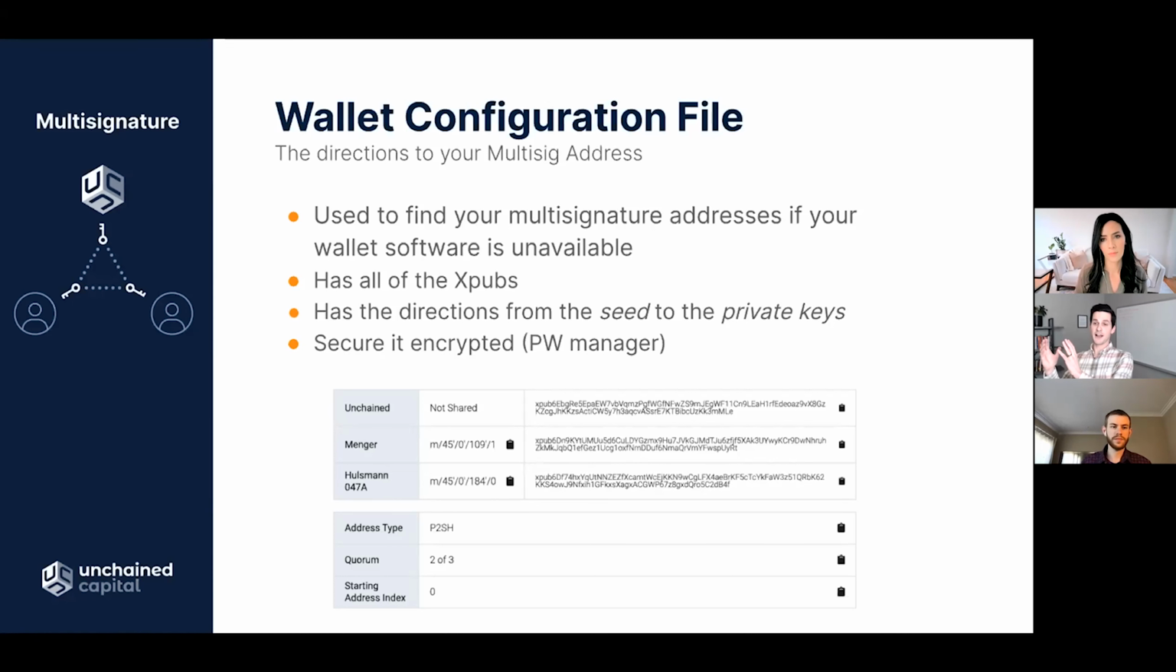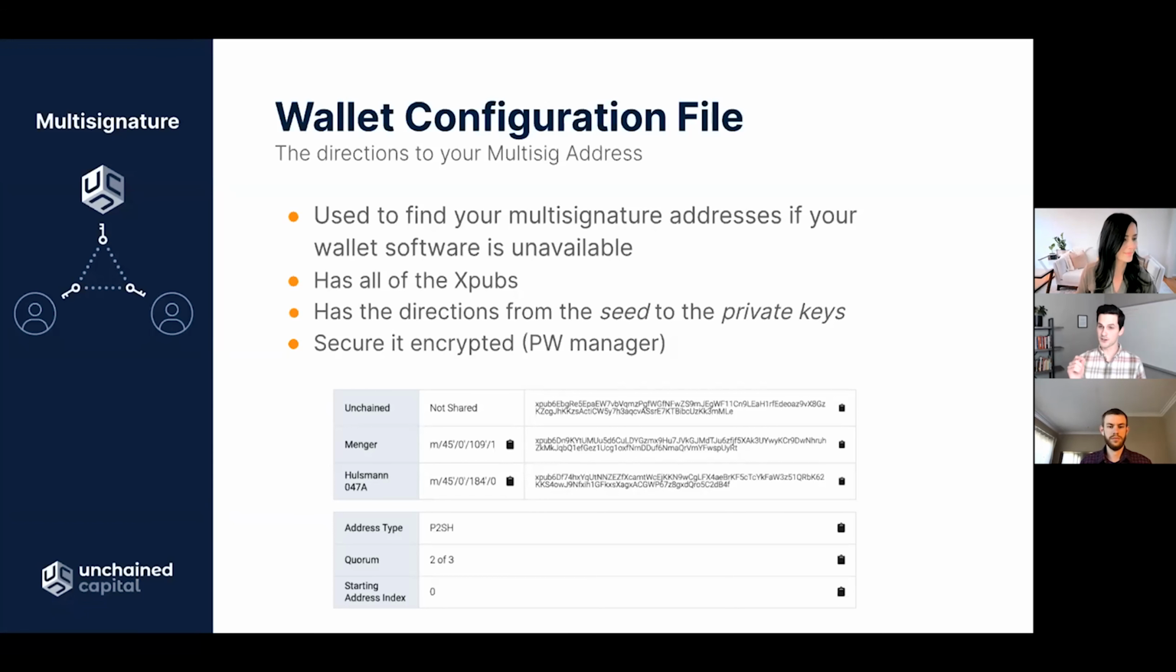Now, once you do that, you can see the balances, address history, UTXOs, but you cannot, or a bad actor could not, spend Bitcoin. So this file is used to restore your multisig wallet externally, but you still need to apply multiple signatures from your keys in order to move Bitcoin out of that address or out of that wallet. And the information within this file has the xpubs, and it has directions from the seed to the private keys. And that last bullet point there is very important.